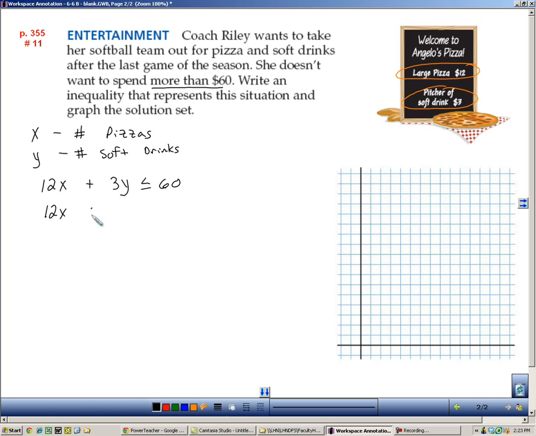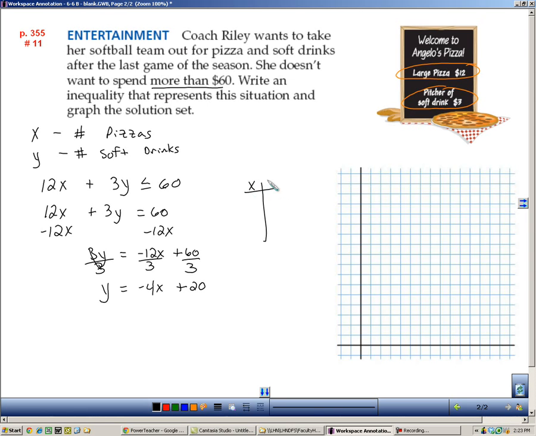We start by graphing our boundary and setting it equal to 60 temporarily, and then isolating for the y. So 3y equals negative 12x plus 60. Divide everything by 3. So there's my boundary line.